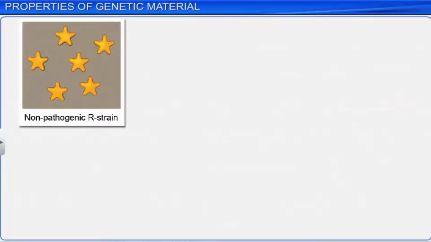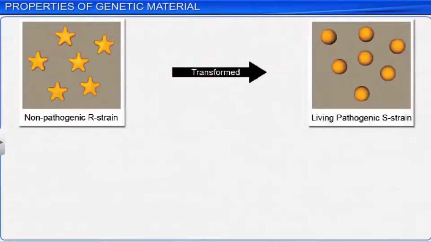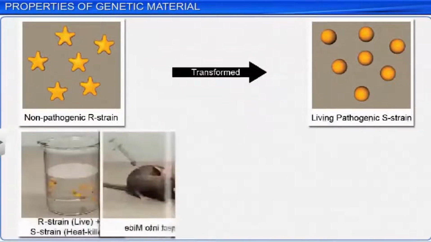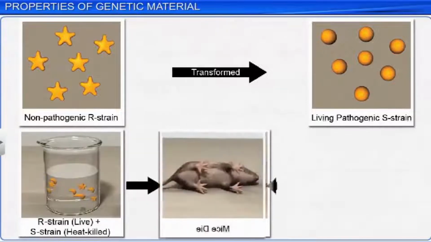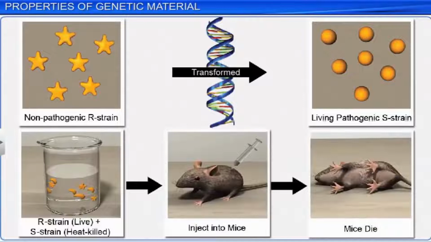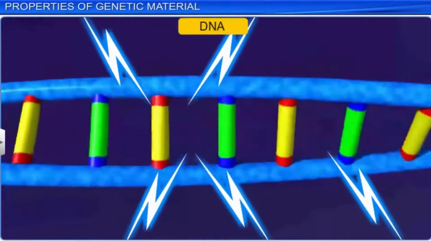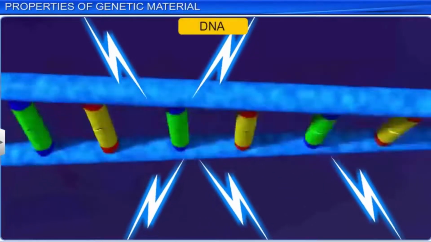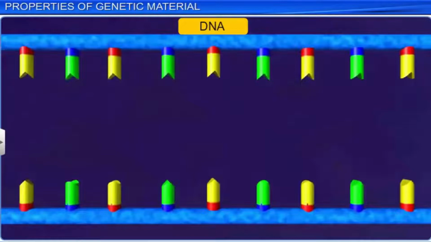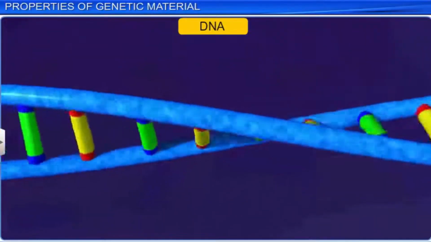Where R strain bacteria had been transformed to living S strain. However, though the transformation killed the mice, it had not changed the properties of the DNA. This can be explained by the stable structure of DNA that, although being separated due to exposure to heat, can come together under suitable conditions even after.